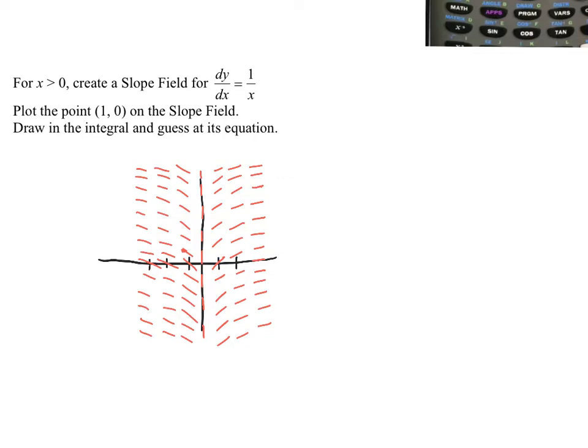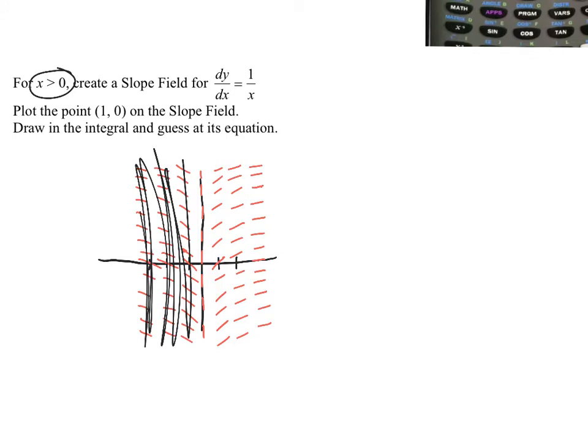We could take a guess. Oh, wait. As we think about this, I actually said for x's greater than 0. We missed that. So I can actually ignore everything over here. And now if I were to plot the point (1, 0) and try to graph this the best I can, it's going to look something like this.